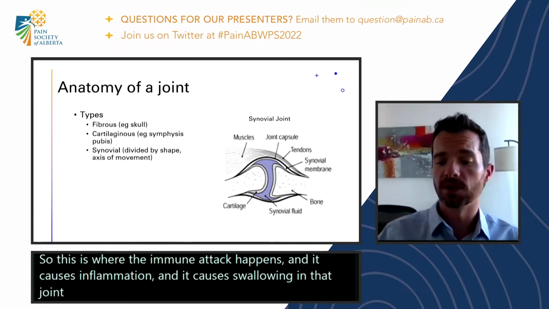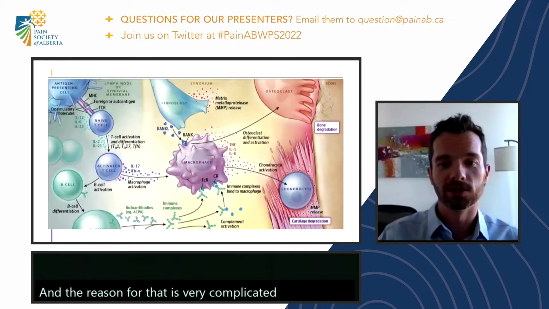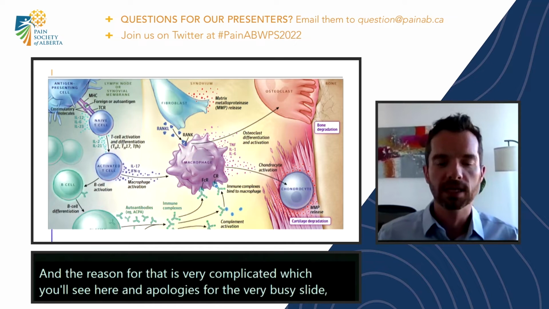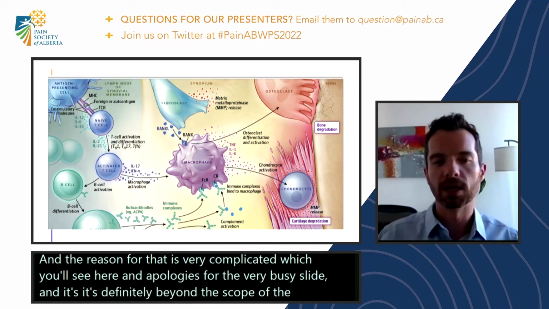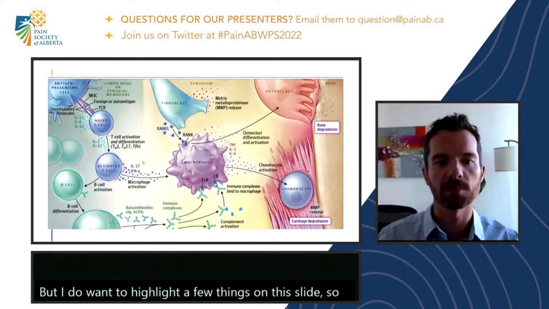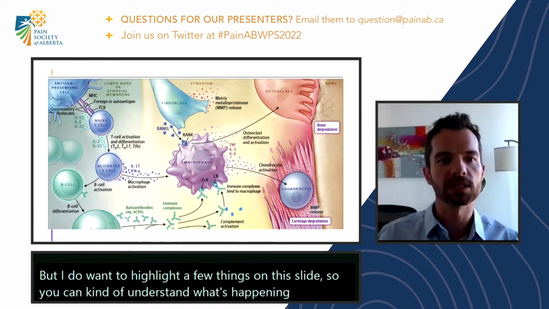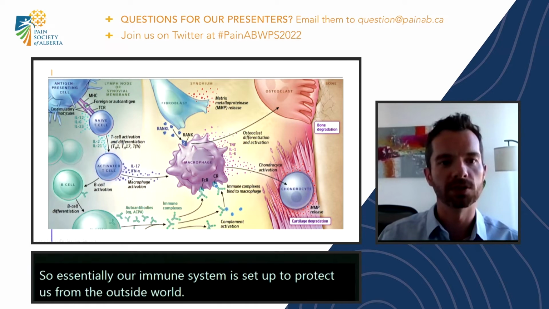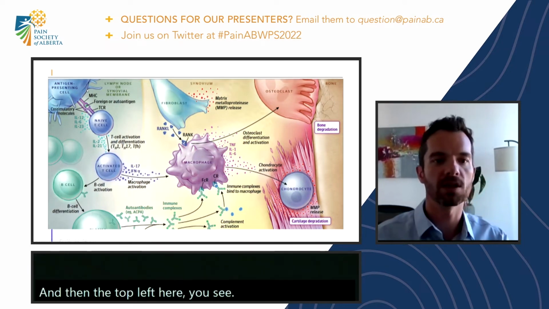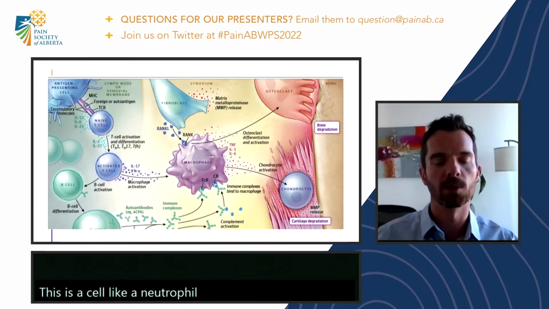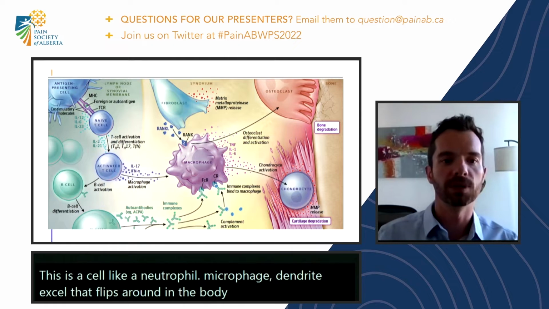And the reason for that is very complicated, which you'll see here. Apologies for the very busy slide, and it's definitely beyond the scope of the talk today, but I do want to highlight a few things on this slide so you can understand what's happening. So essentially our immune system is set up to protect us from the outside world. In the top left here, you see what's called an antigen presenting cell. This is a cell like a neutrophil, a macrophage, dendritic cell that floats around in the body, and it finds things that shouldn't be there.